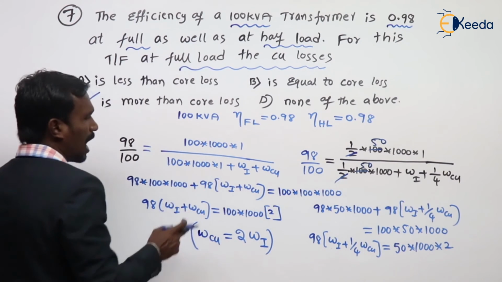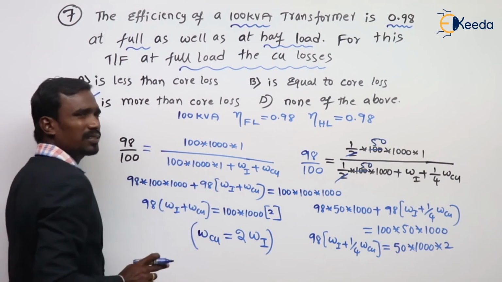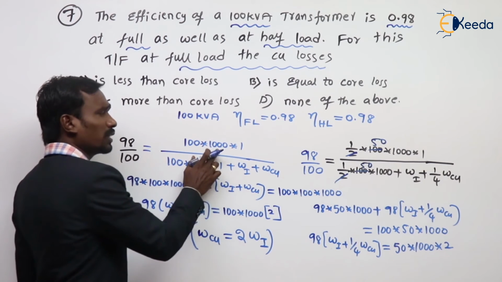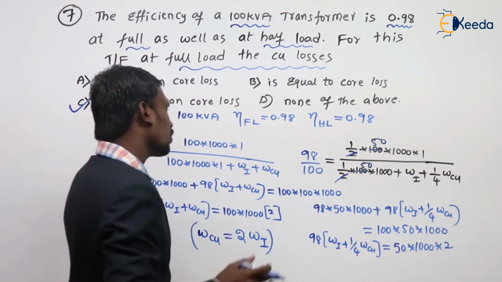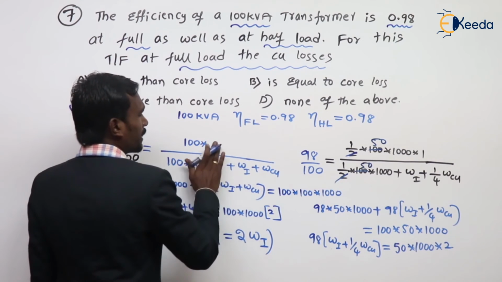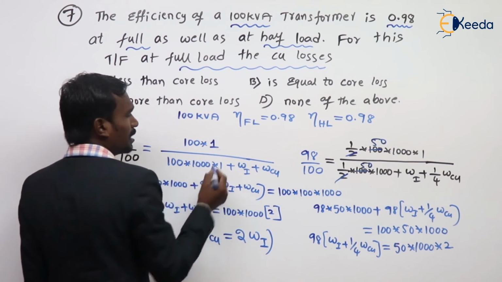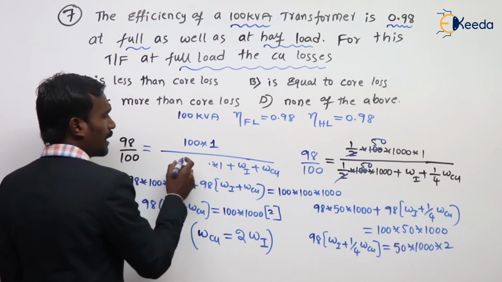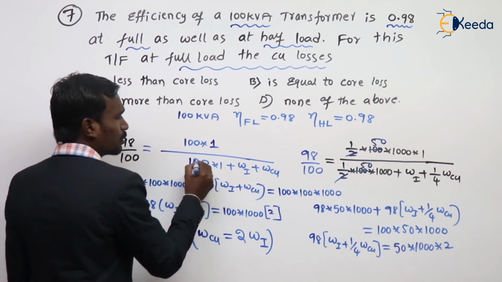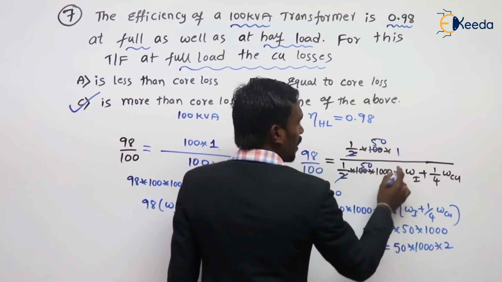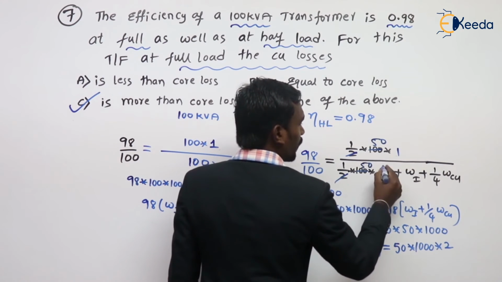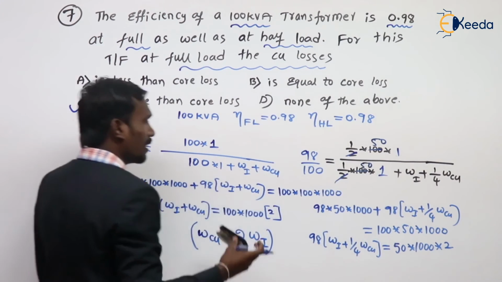Sir, do I have to take 1000 or not? If you won't take 1000, then give the losses in terms of kilowatts. So no problem at all. If you want to take this 1000, you can multiply 100 into power factor, and do the answer like this also.